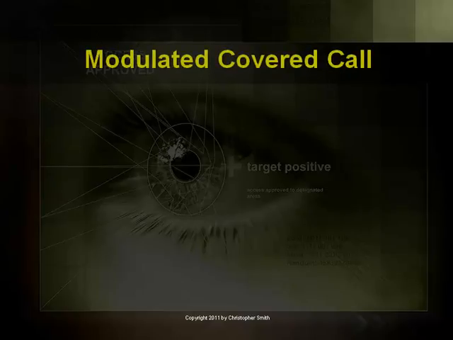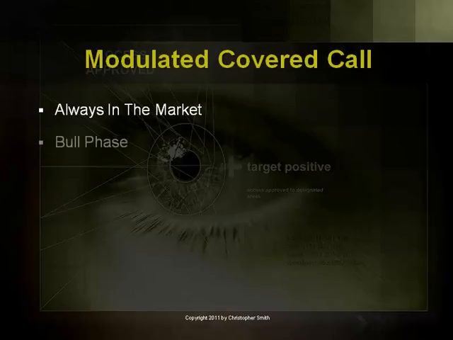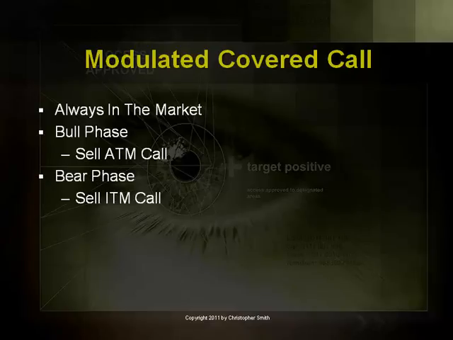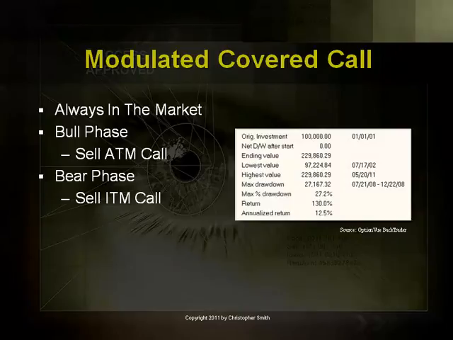All right, so what we're going to test here is what I call a modulated covered call, and the test assumes that we're always in the market. In other words, we're never getting out of the market. We're always long IBM. During a bullish phase, we're going to sell at the money calls. And then during a bearish phase, we're going to move to an in the money call option. In other words, we're going to sell an option that's a strike in the money to give us a little bit more protection against downside movement.